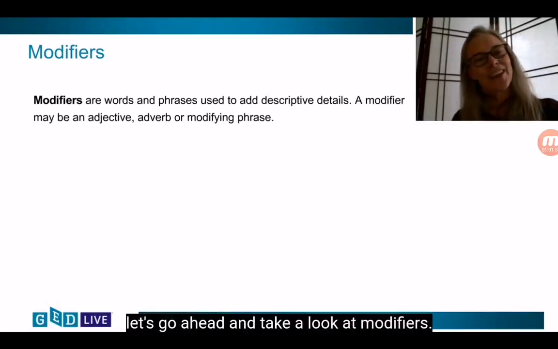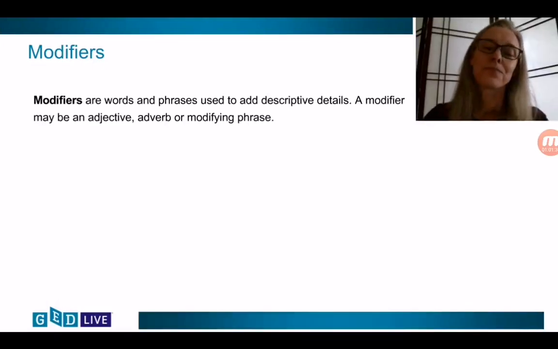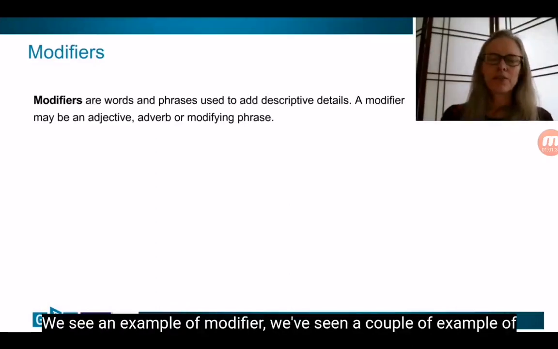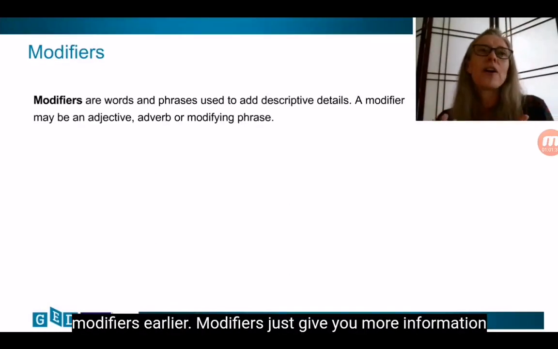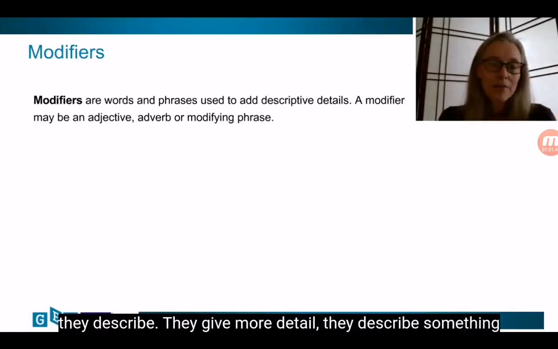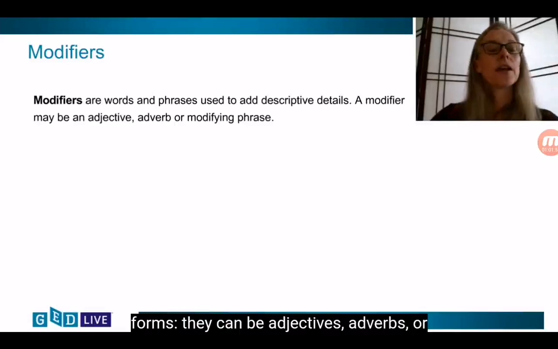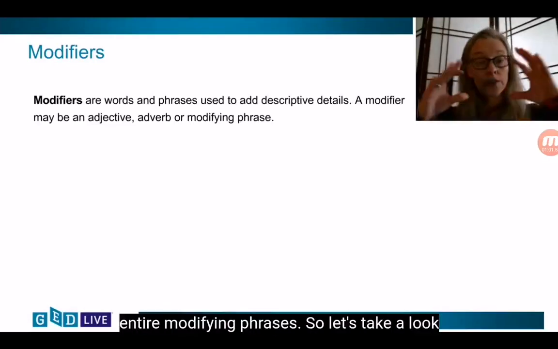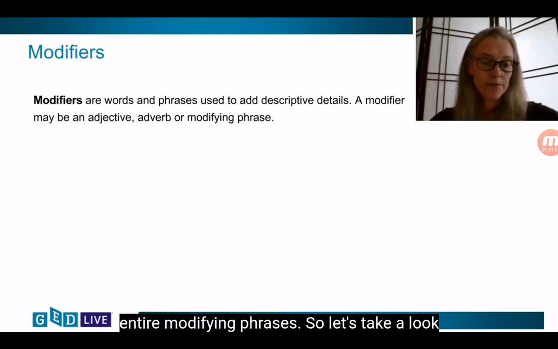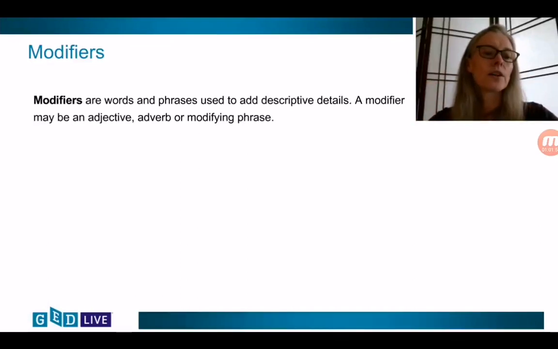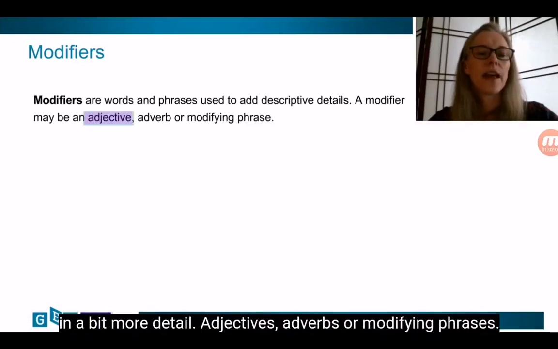Now, let's go ahead and take a look at modifiers. We've seen a couple of examples of modifiers earlier. Right? Modifiers just give you more information. They describe. They give more detail. They describe something in the sentence. So modifiers can take basically three different forms. They can be adjectives, adverbs, or entire modifying phrases. Right? So let's take a look at that in a bit more detail.